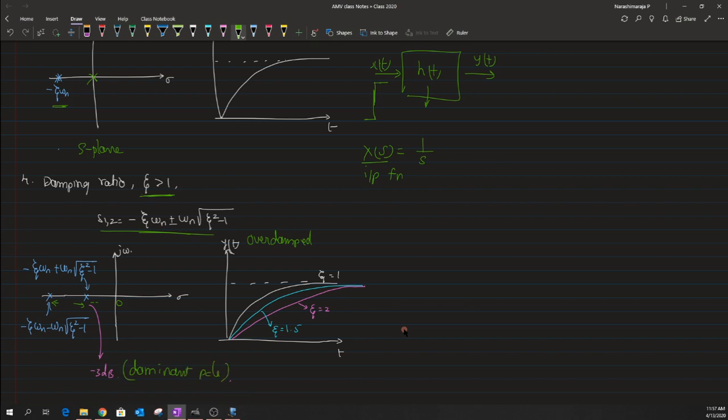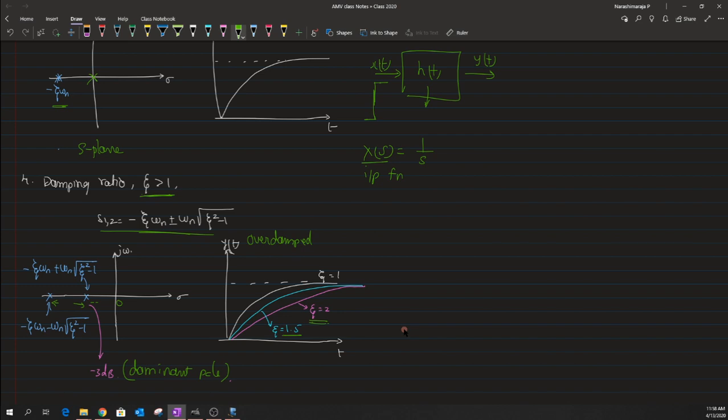Okay, so we call the one pole that is closer to the origin the dominant pole. The other pole, which is far away from the origin, we call the non-dominant pole. Clear? Yeah. As you can see, I have given two values of zeta, and when the zeta factor is equal to 1.5, the response is a bit more responsive compared to the response for zeta equal to 2.